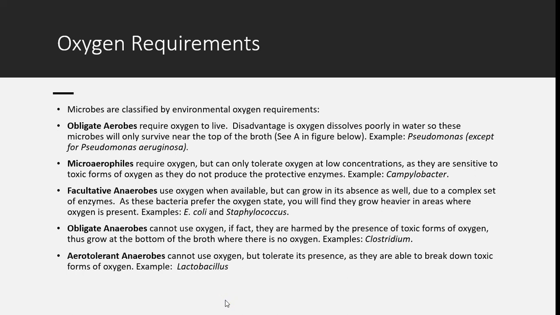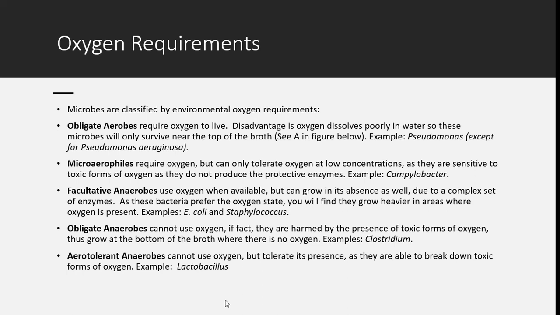We will then have, if you look from those that like oxygen, we go down to what is known as the microaerophilics, and they're going to require oxygen as well. But unlike those obligate aerobes, which require oxygen for all things, they are going to only tolerate oxygen at lower concentrations because they're sensitive to oxygen, so too much of it can be toxic.